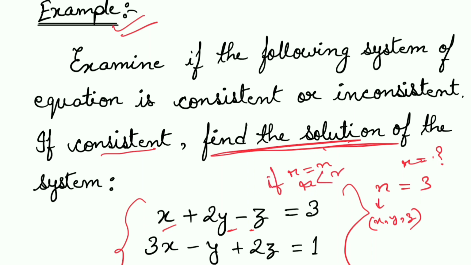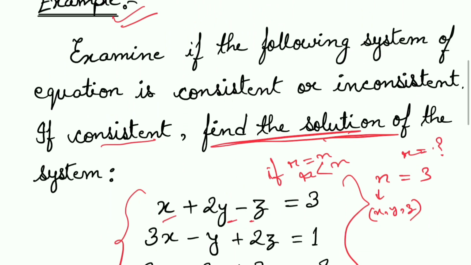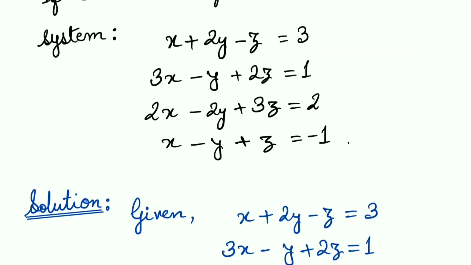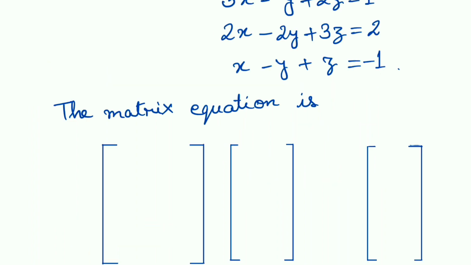And if r is less than n, that is rank is less than the number of variables, then the system will have infinite number of solutions. Let's proceed to solve the given system of equations. So the given system of equations is this, and we will write the equations in matrix form.